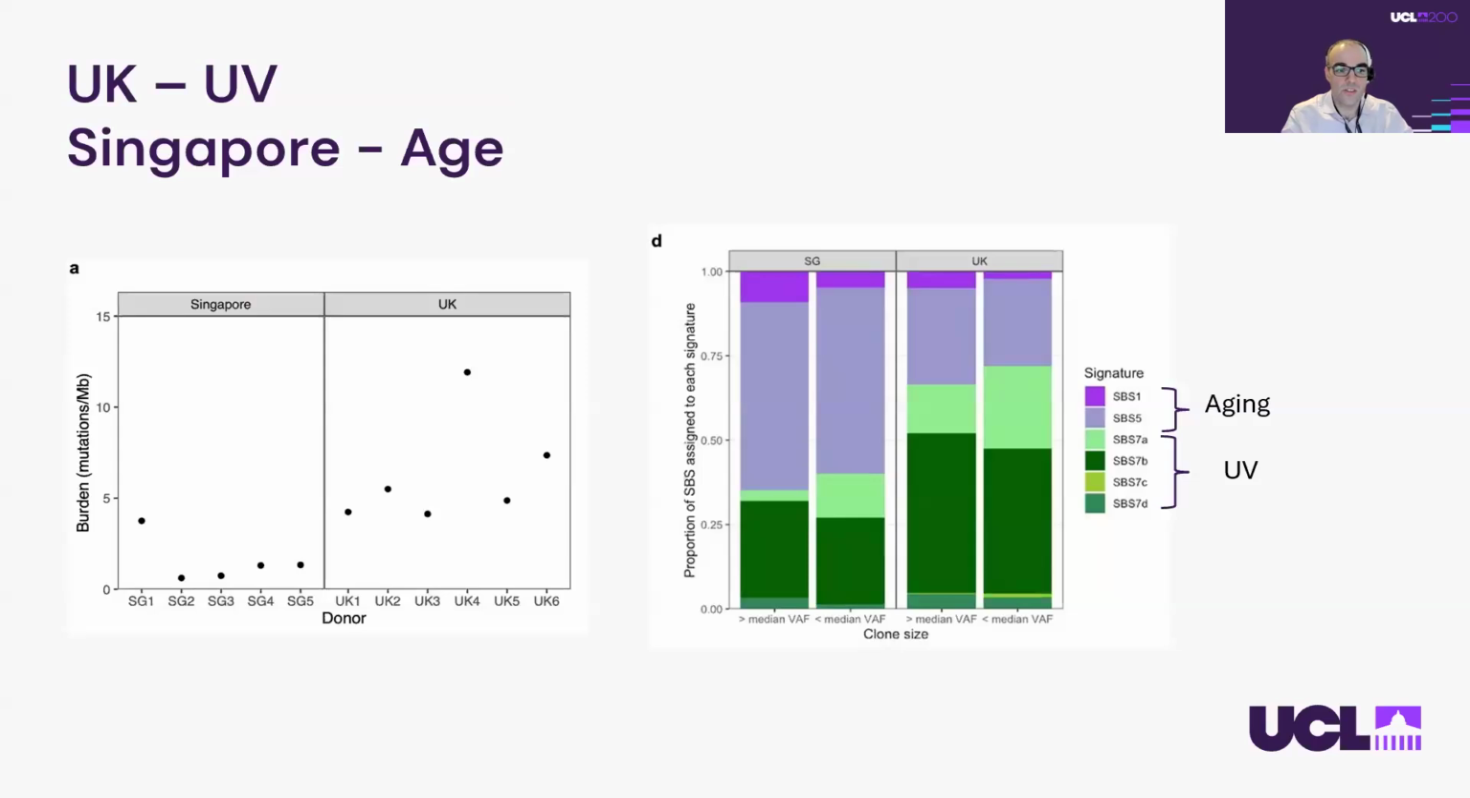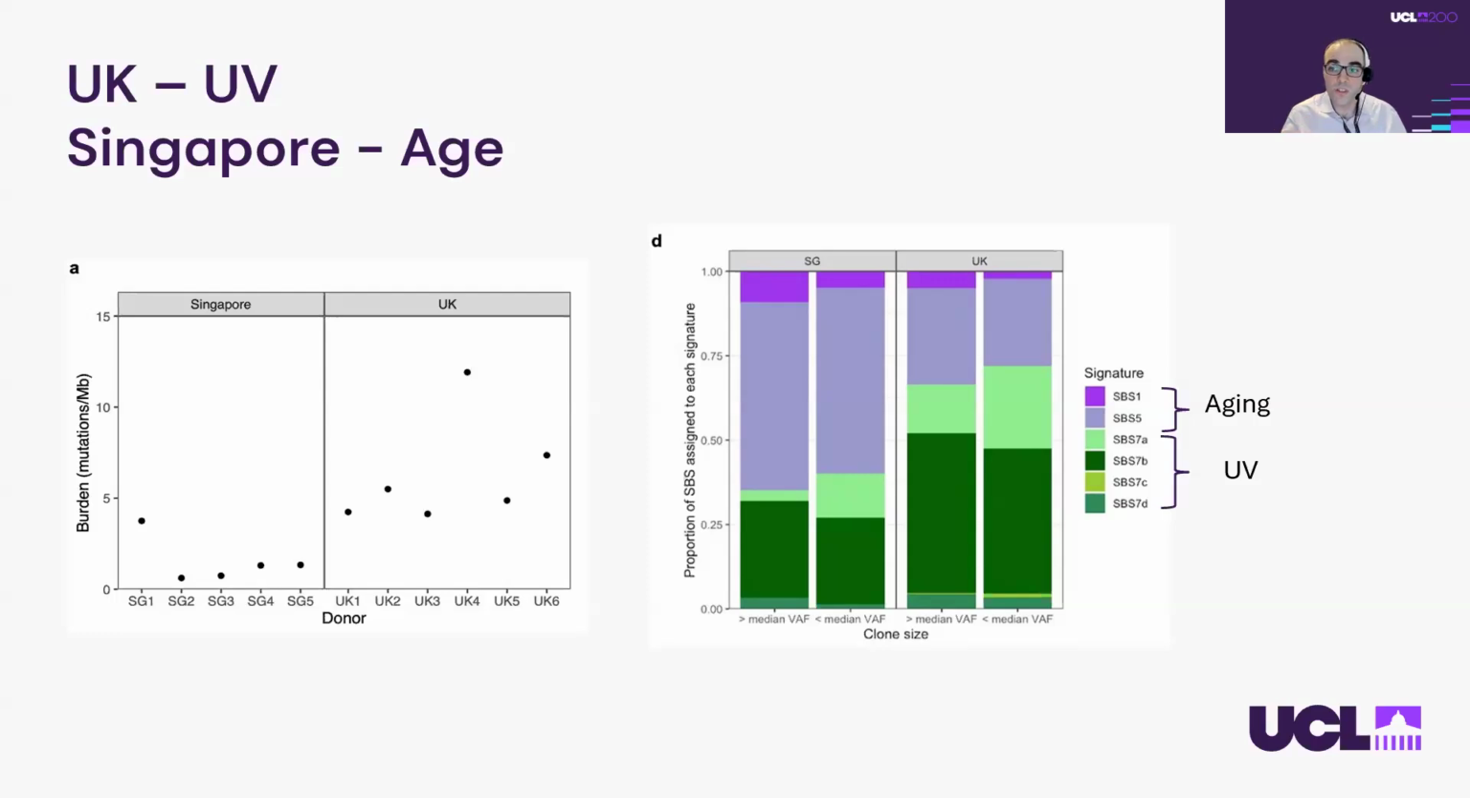Well, the first thing we can see in the graph on the left is that the samples taken from donors in the UK have higher mutational burdens than those in Singapore. This is interesting and not intuitive. Singapore receives a higher amount of UV from the sun, and so we might expect the pattern to be the other way around, but that's not what we find.